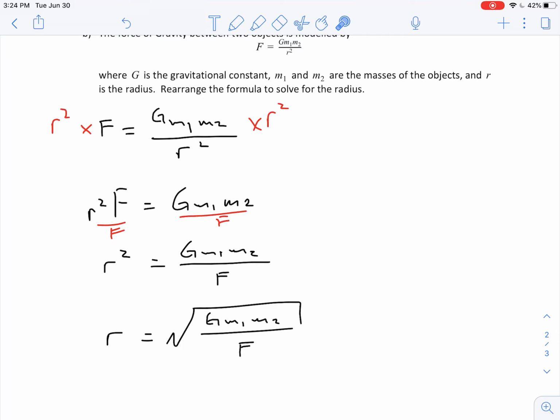Well, I'm not quite done because I'm looking for r by itself. This tells me that this is the r value squared. So the opposite operation of squaring is square rooting. So I need to square root this in order for me to isolate the variable r. And when I do that, I have to do it to the right side as well. So the formula rearranged to solve for the radius is the square root of g m1 m2 divided by F.